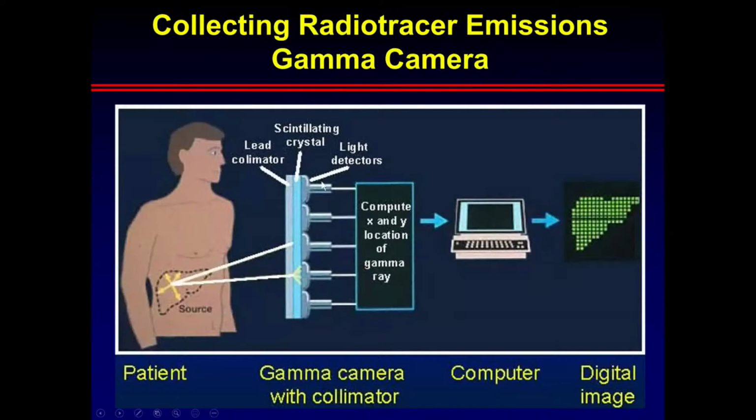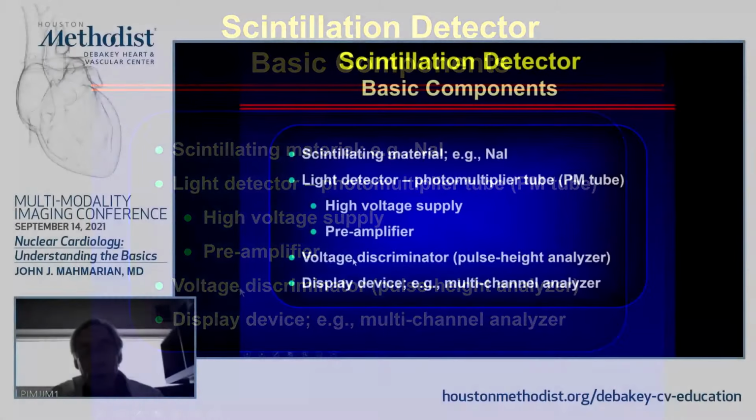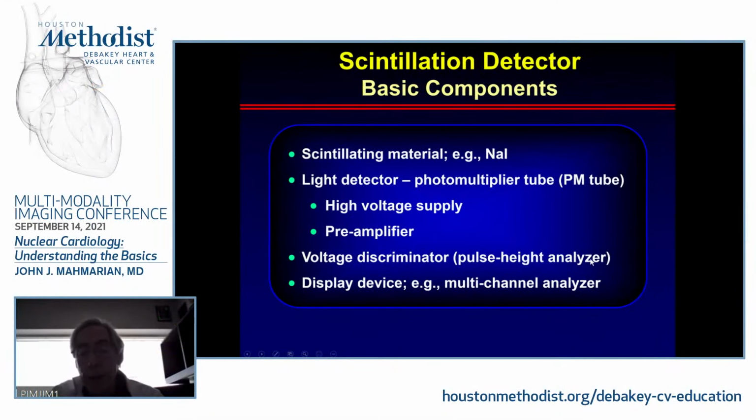So let's move on. We now have our source. We've had a scintillation event. What goes on from here? Well, the scintillating material is sodium iodide, and every time you have a scintillation or an ionization, you give off a little bit of light, and that light is detected by photomultiplier tubes, and then it's sent to a voltage discriminator, a pulse height analyzer, so we see exactly what the energy of those scintillations is, and if they're acceptable, then we count them and we display the image.